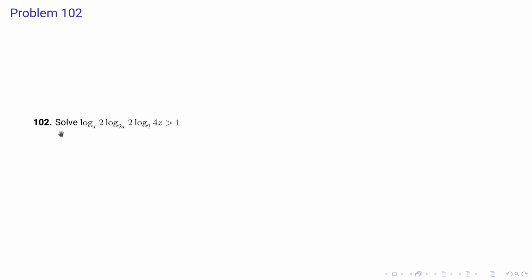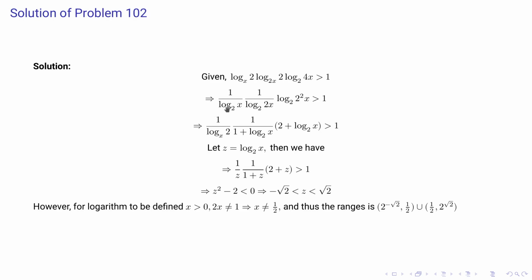Problem 102 says: solve log of 2 with base x, log of 2 with base 2x into log of 4x with base 2 greater than 1. So here we write log of 2 with base x as its reciprocal, that is 1 by log of x with base 2. We also write log of 2 with base 2x as its reciprocal, that is 1 by log of 2x with base 2. And we write log of 4x with base 2 as log of 2 square x with base 2. The product is greater than 1.